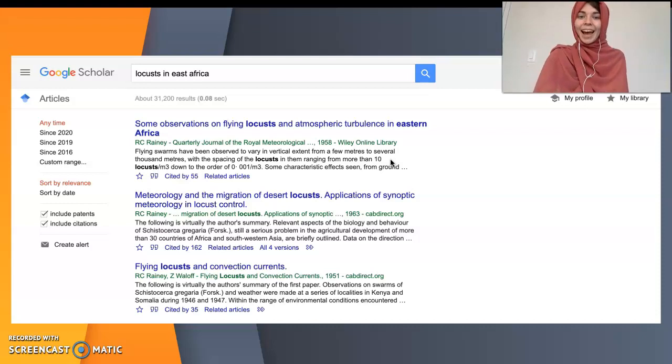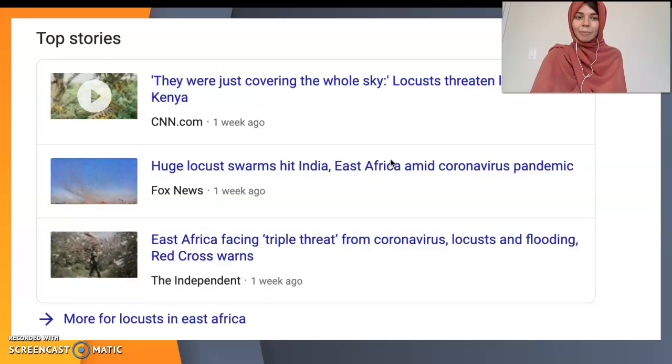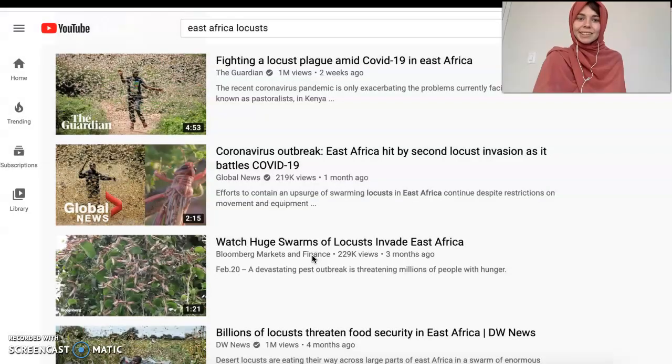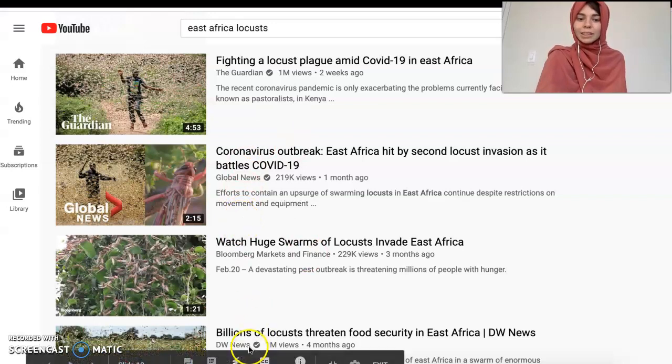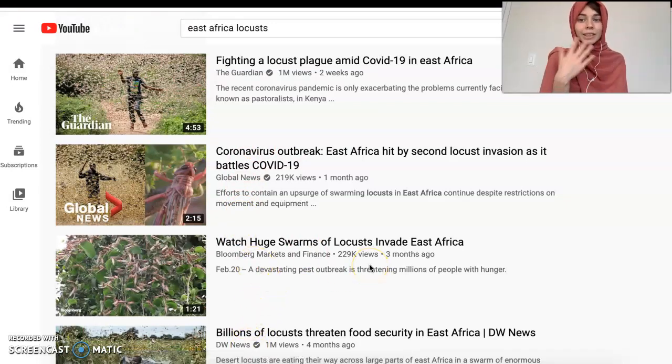So here you can go ahead and start just doing research on here. Google, find good news articles from reputable news websites. You can even go on YouTube. A lot of news websites like The Guardian, Global News, DW News, Bloomberg, they have made videos on this so you can understand it better. So if you like seeing pictures and videos, you can also go that way. It's a good way for you to learn.